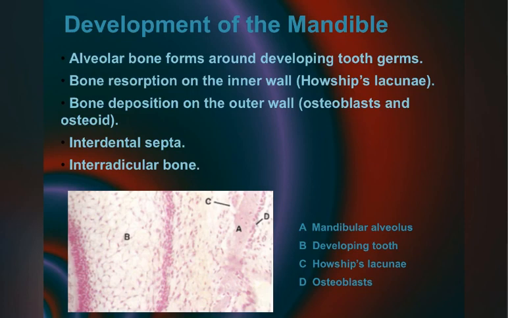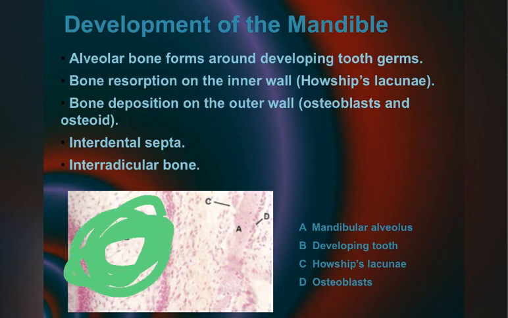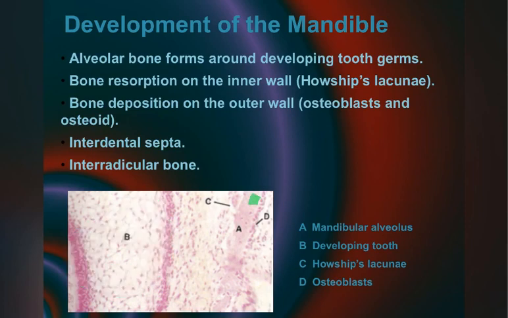Alveolar bone forms around developing tooth germs. Bone resorption on the inner wall, Howship's lacuna; bone deposition on the outer wall, osteoblast and osteoid. As you know, this figure shows part of the tooth germ. Around the tooth germ there is bone. This bone is called alveolar bone.